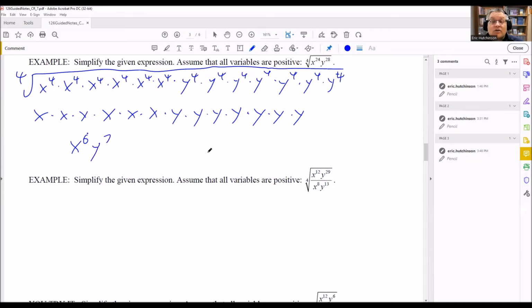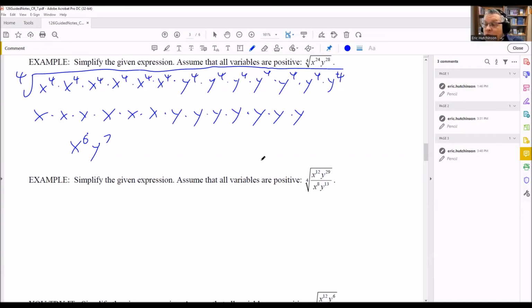Now, you might be thinking, is there an easier way of doing this? And the answer is yes, there is an easier way. All we're doing is just taking the inside power divided by the outside one. So if I take 24 divided by the index, 24 divided by 4 gives me x to the 6th. 28 divided by 4 is 7. It's going to be turned into y to the 7, and that would be your answer. But I wanted to show you mathematically what's happening here first. But the shortcut way would be just to divide each of these to get the answer.